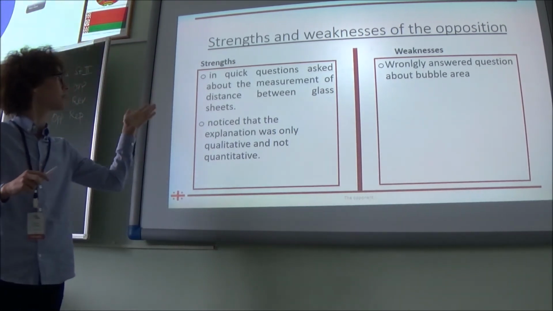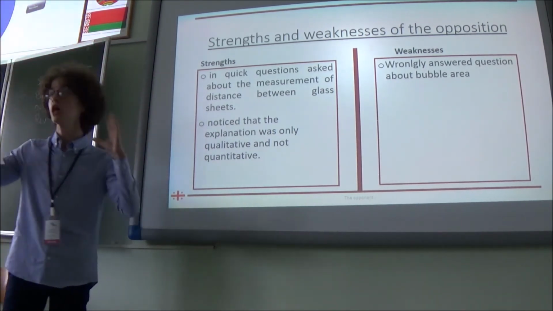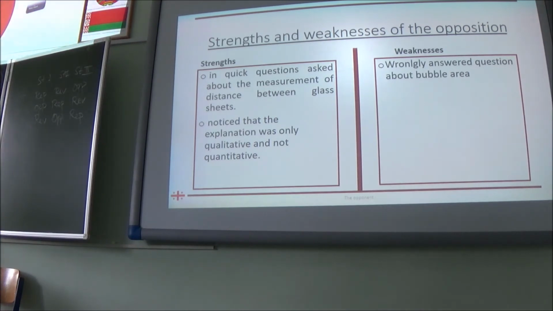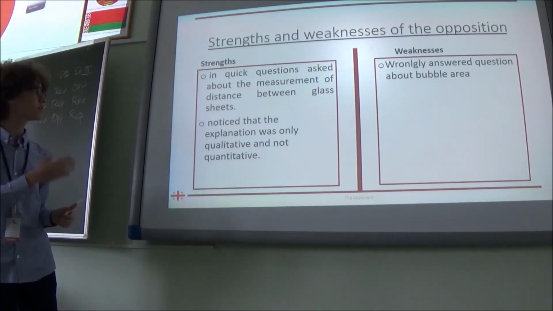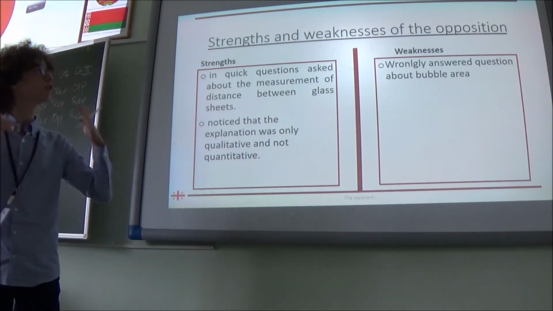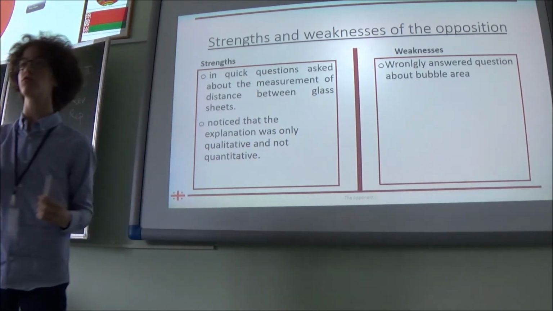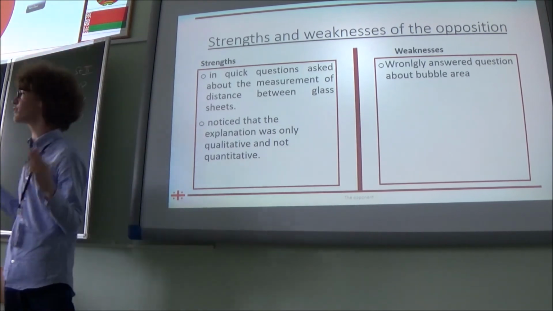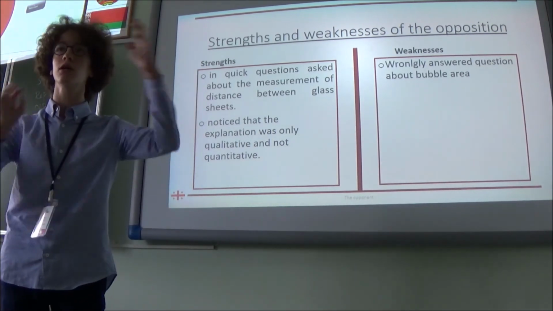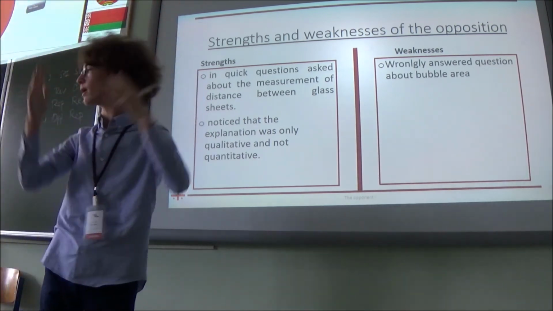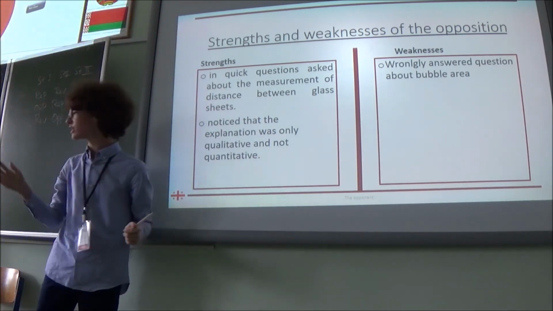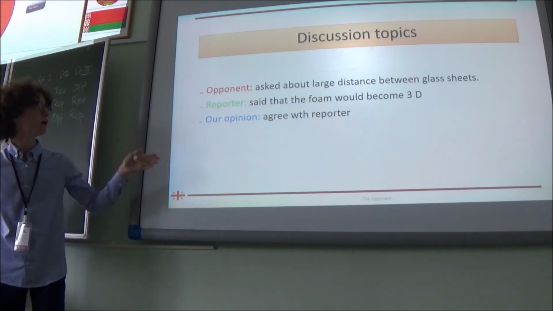In the quick questions, we asked about measurement of the distance between glass sheets, which was very quirky and impressive, and we notice that the explanation was only qualitative and not quantitative, but he wrongly answered my question about bubble area. This bubble area really changed over time because of the union of small bubbles to big bubbles. This means that bubble area definitely changed, and the amount of films too.